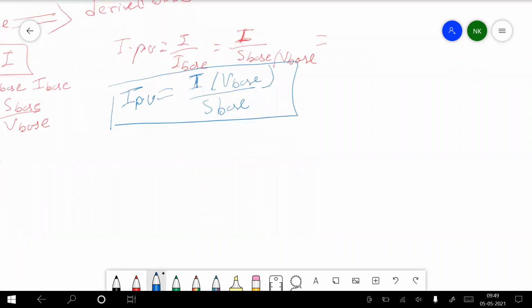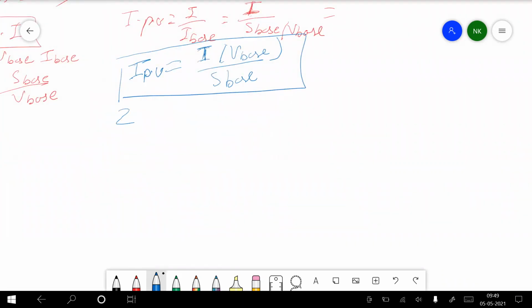The next one we talked about is your Z. So Z per unit is your Z by Z base, right? So we could write this as, now, how will we derive this? What is Z over here? Now tell me, what is Z?